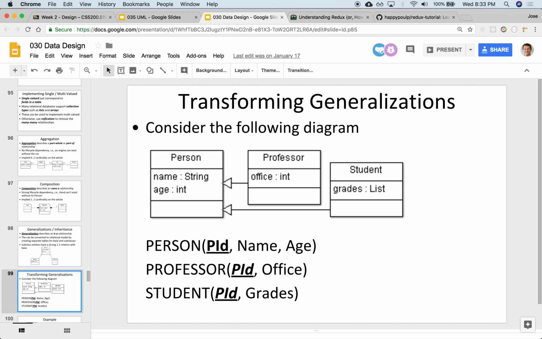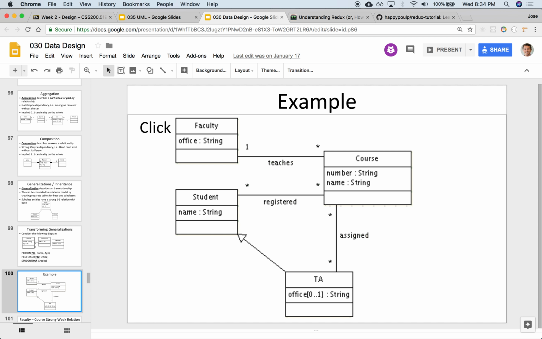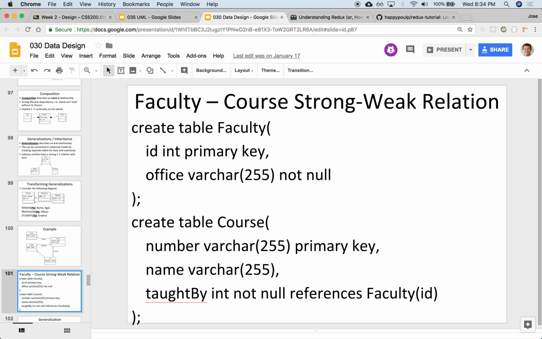Here's another example. Here you have a faculty which has one-to-many courses, and then you have a student enrolled in multiple courses, and a course has many students. And notice that the TA is also a student. So it inherits all the attributes of a student, and it's assigned to courses. So one course might have multiple TAs, and one TA might have multiple courses. Yeah, I guess so. So how would you capture that? Well, the schema might look something like this.